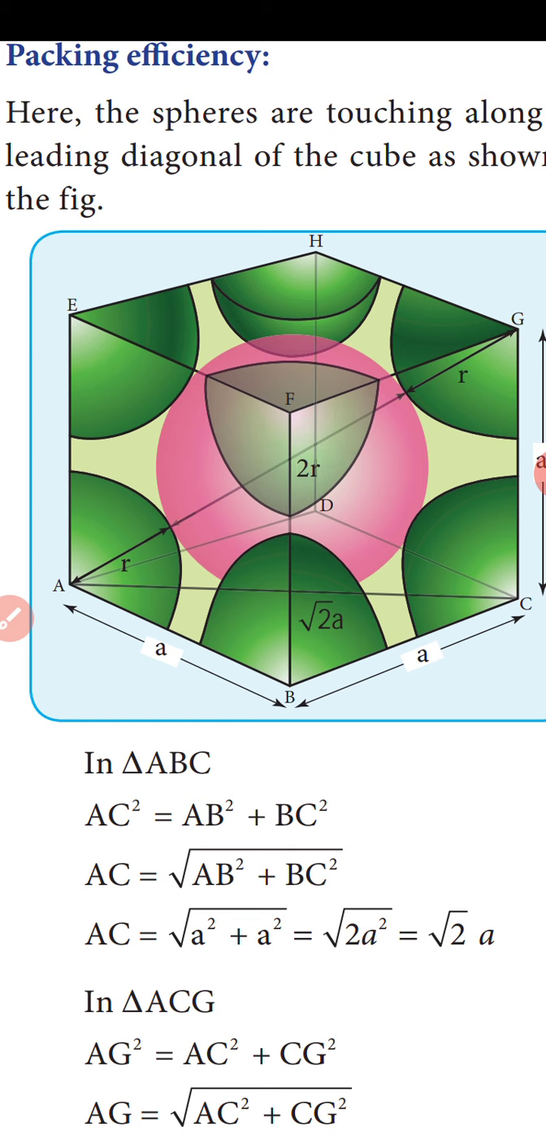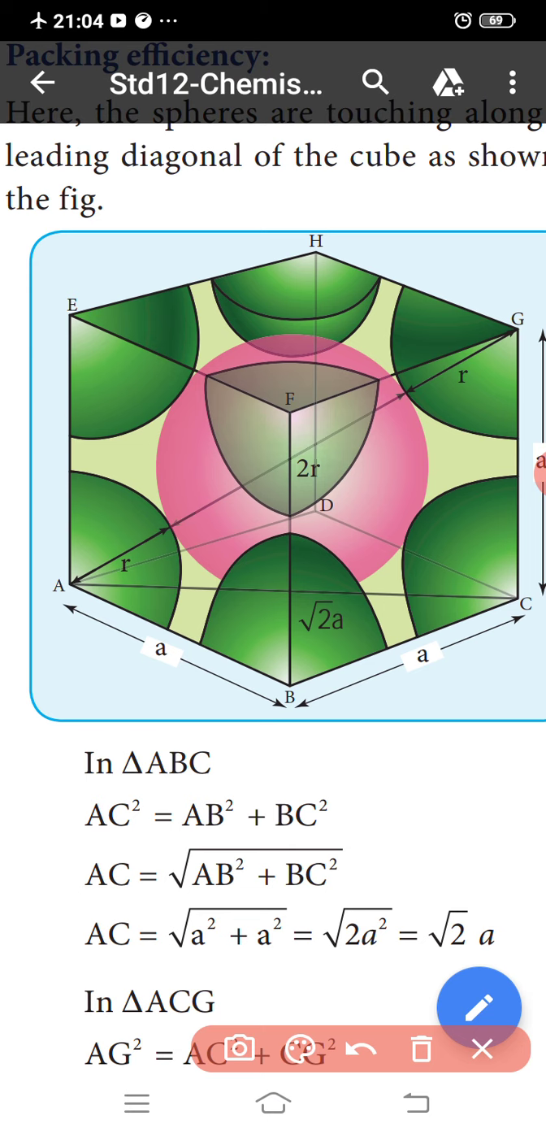So the packing efficiency. The spheres are touching along the leading diagonal of the cube. This follows the Pythagoras theorem. So A, B, C, D, E, F, G, H. Okay, this is the first cube.